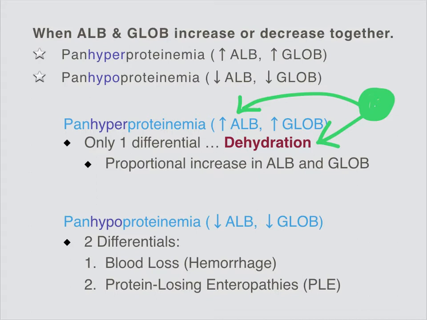On the other end of that, pan-hypoproteinemia, we have two differentials for that. So this is when we are losing albumin and globulin together. And you've already made friends with this. You've made friends with this when we were talking about anemias. So hemorrhage, that total protein decreases.